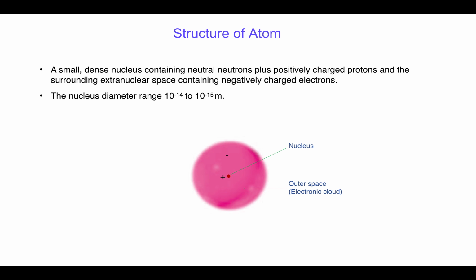So the nucleus, as I said before, is a very small particle as compared to total size of atom, and the diameter of this nucleus ranges from 10 raised to the power minus 14 to 10 raised to the power minus 15 meters. Whereas if we look at the space that is occupied outside the nucleus by revolving electrons, its diameter is approximately 10 to the power minus 10 meters. So we can imagine how small nucleus is as compared to the total size of atom.